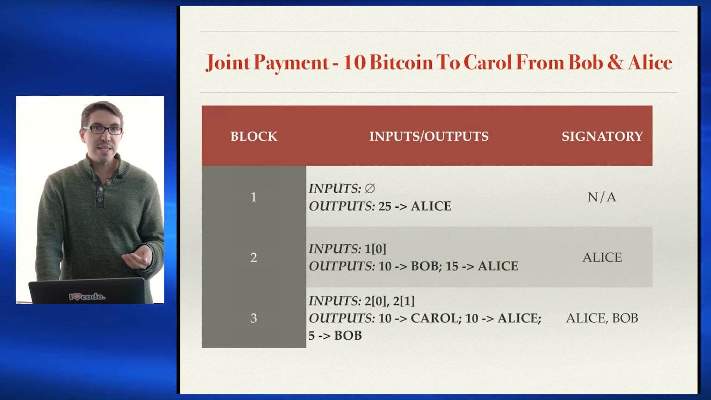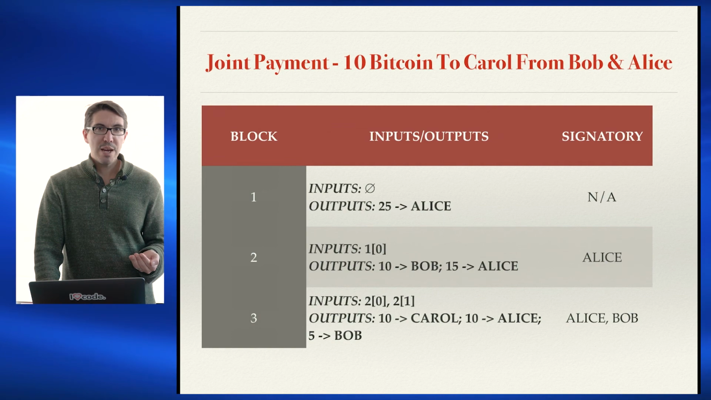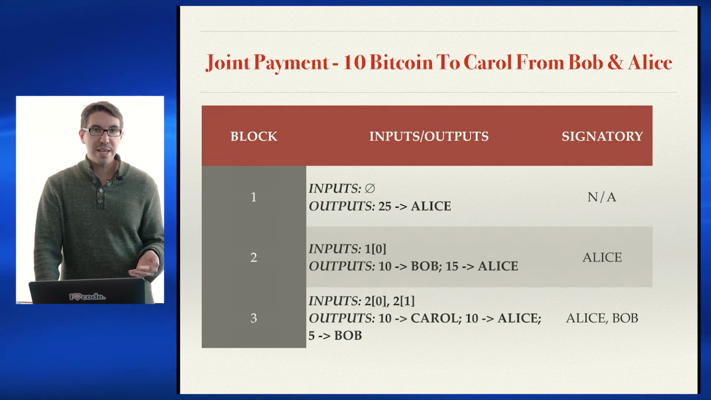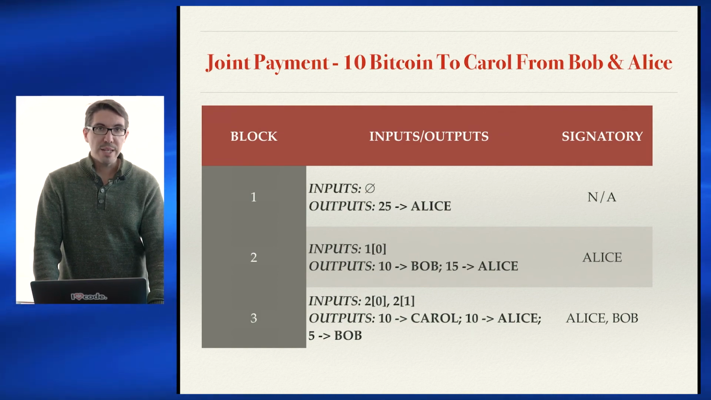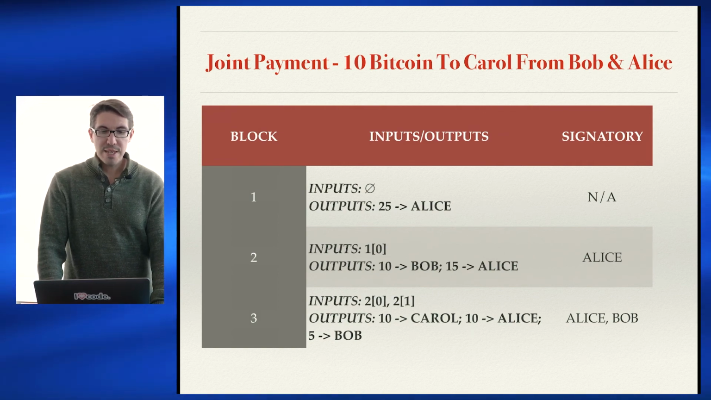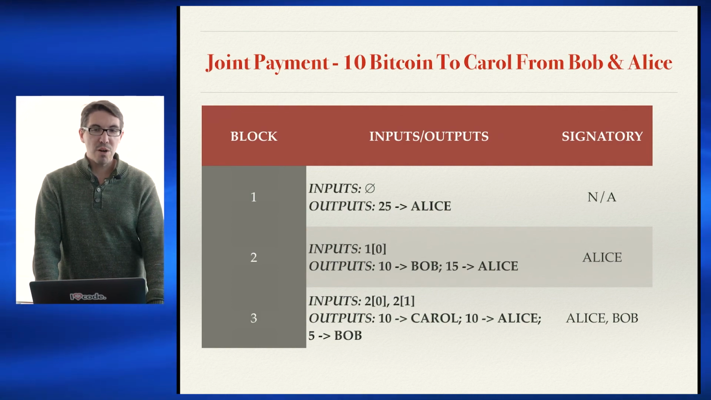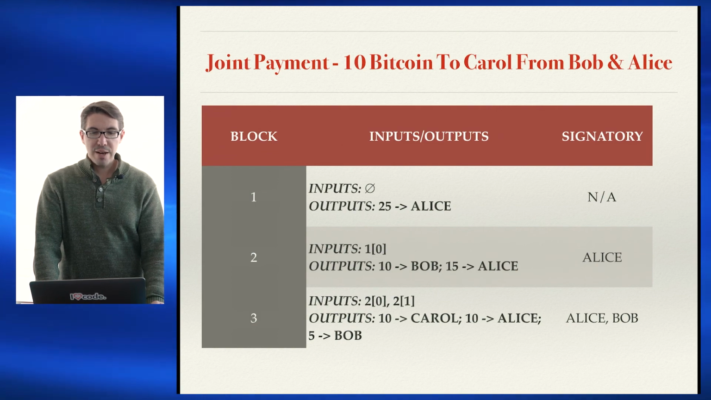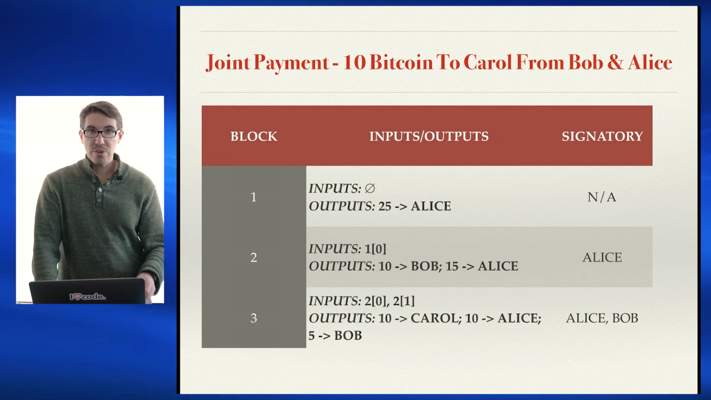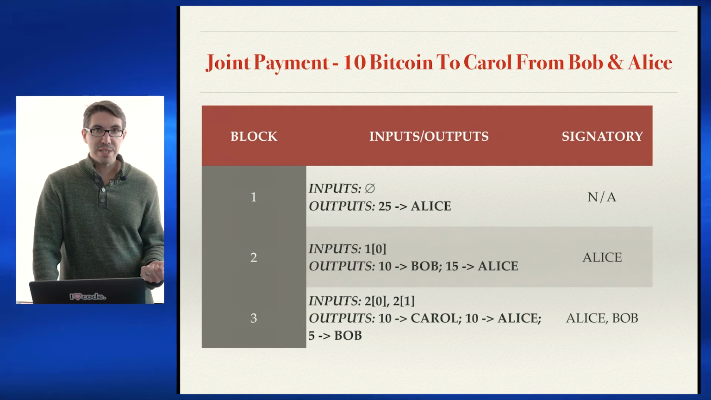It also allows us to easily do things like joint payments, where you can have multiple UTXOs from multiple people or multiple addresses that all go to the same or similar users. So here, for instance, in block 3, we can see that the inputs are 2 sub 0 and 2 sub 1, that is Bob and Alice together, so that's 25 coins altogether in terms of UTXOs, but they're sending 10 to Carol together and then simply getting their change back.